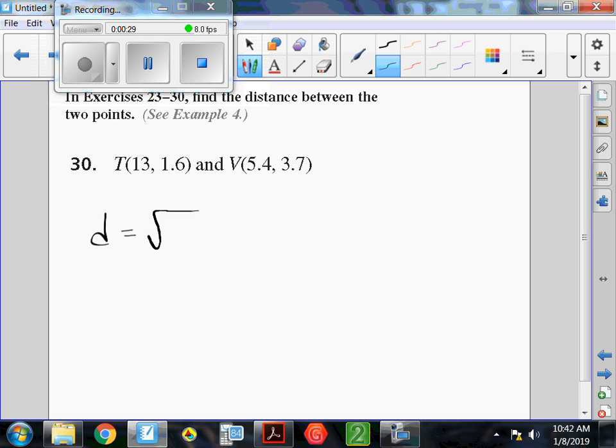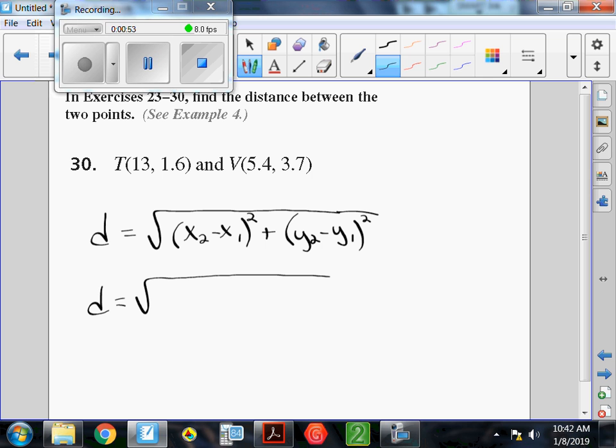Distance is equal to the square root of the difference in the x's, so x2 minus x1 squared, plus the difference in the y's, y2 minus y1 squared. And you can see how that relates to the Pythagorean theorem by watching any of the previous videos for the first few homework problems, or by watching the target videos. So in this problem, the distance is equal to the square root of, I'll take my x values, I'm just going to choose the first two, 13 minus 5.4 squared.